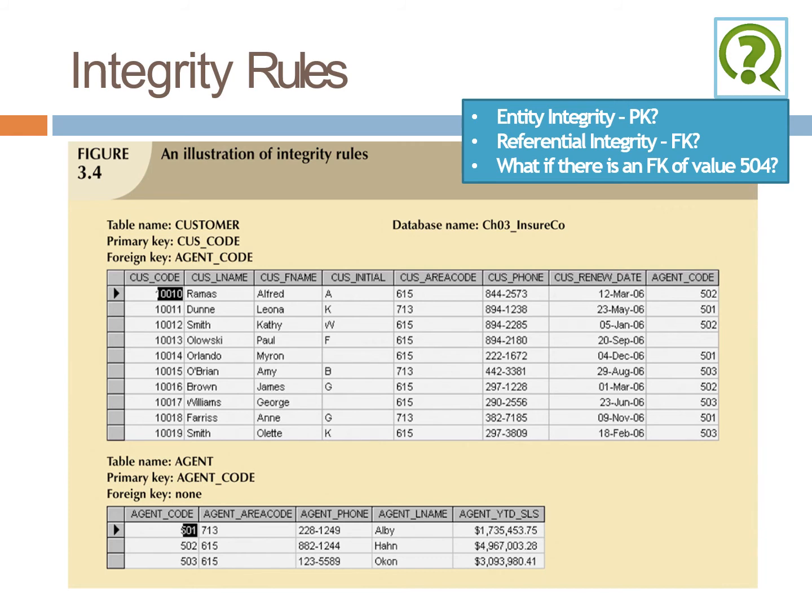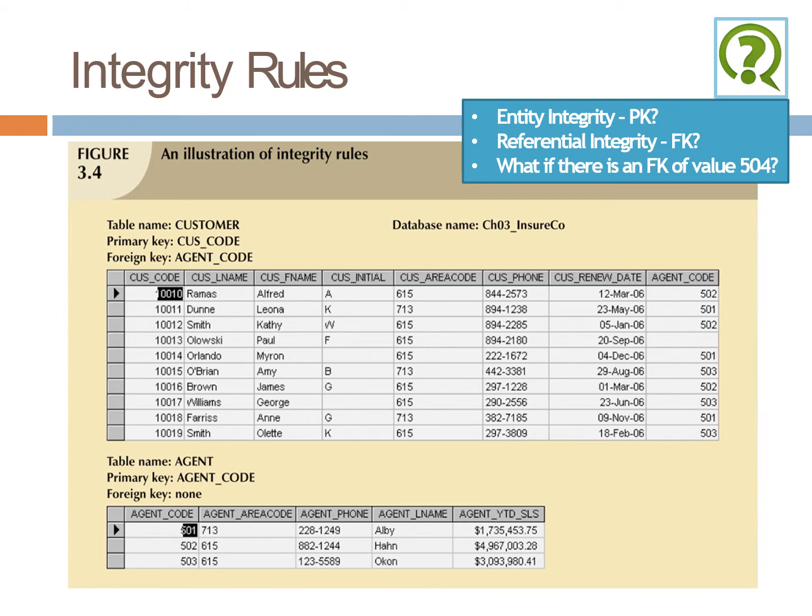First of all, the PK has a unique value, meaning that there's no duplication in the customer code nor in the agent code. If there's a duplication, it means that entity integrity does not exist. So no duplication and no null value, meaning that in this database entity integrity exists.